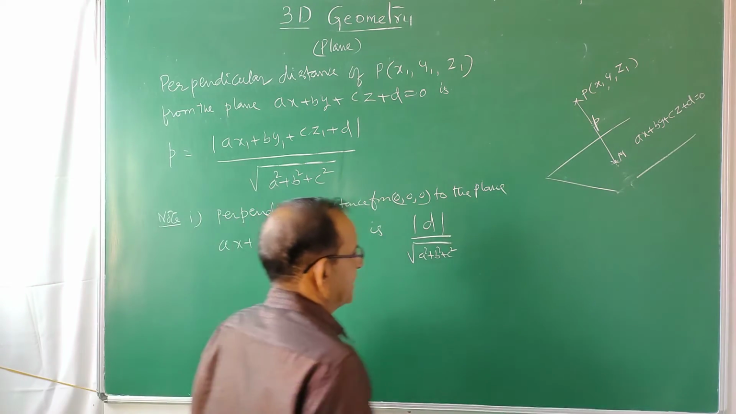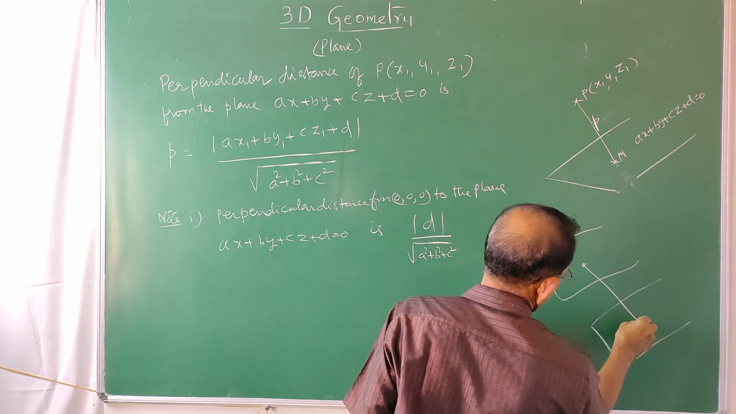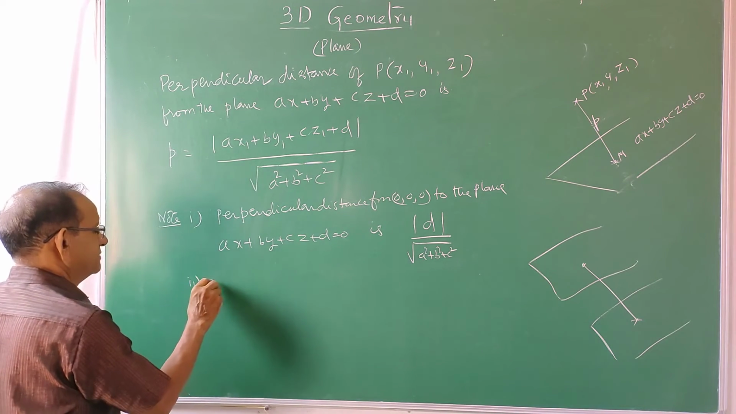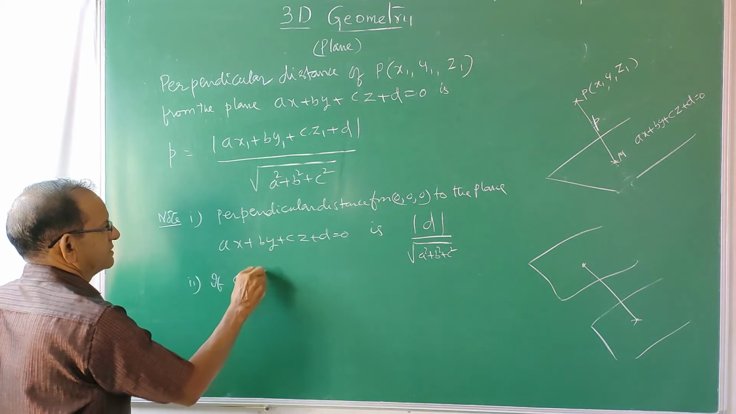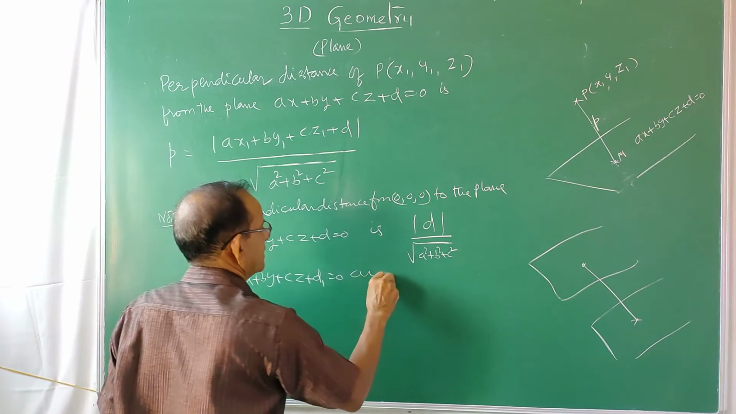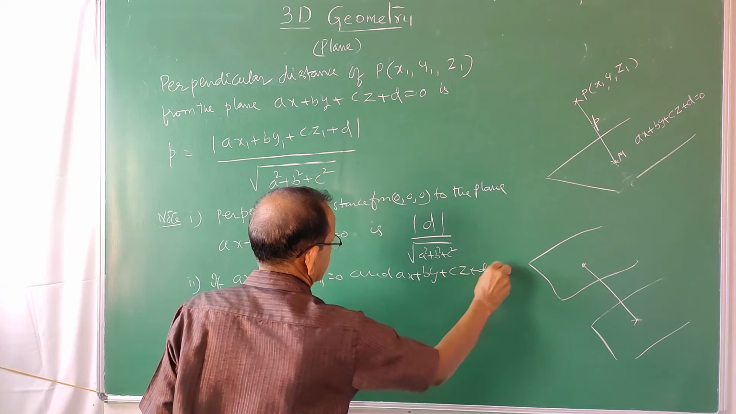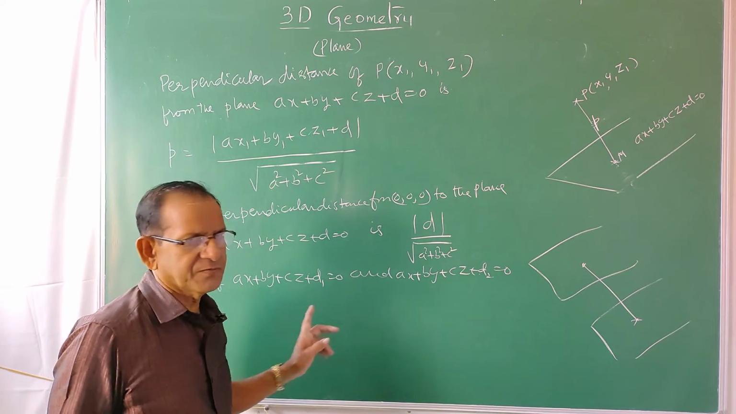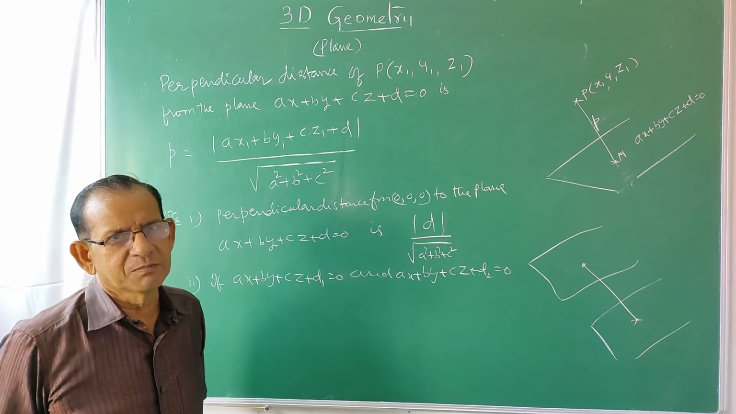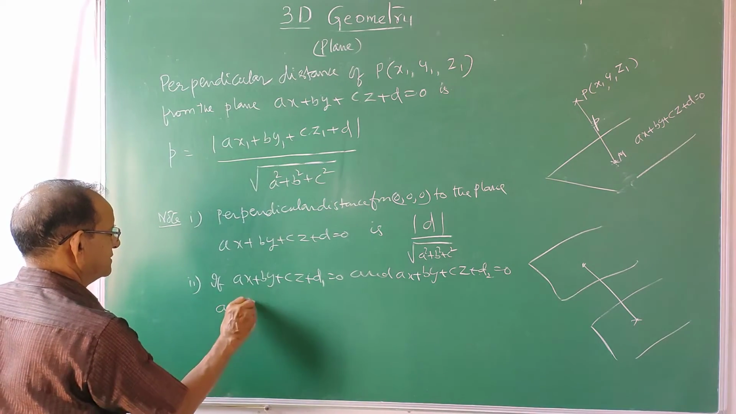Suppose there are two parallel planes, and this is another parallel plane, then the distance between these two planes is to be found. If ax plus by plus cz plus d1 is equal to 0 and ax plus by plus cz plus d2 is equal to 0, here only the constants are different for these two planes. The x coefficient, y coefficient, z coefficient are the same. Then they are said to be parallel planes.